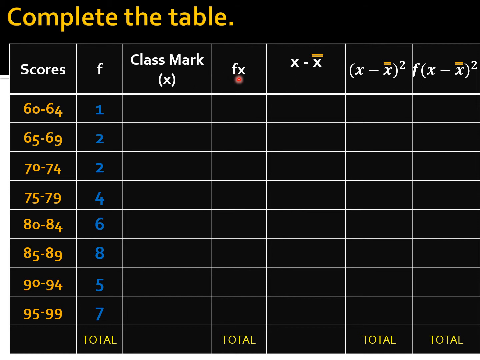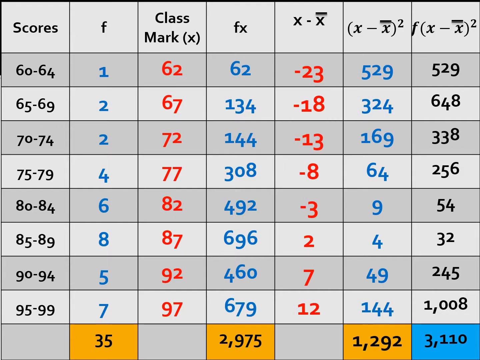Okay? And then for the fourth column, we have frequency times x, which is the class mark. So just multiply that. For the fifth column, we have x minus the sample mean. And then square each deviation for the sixth column, and for the last column, multiply the sixth column by their corresponding frequency. And then find the total. So here is the completed table for our given example.